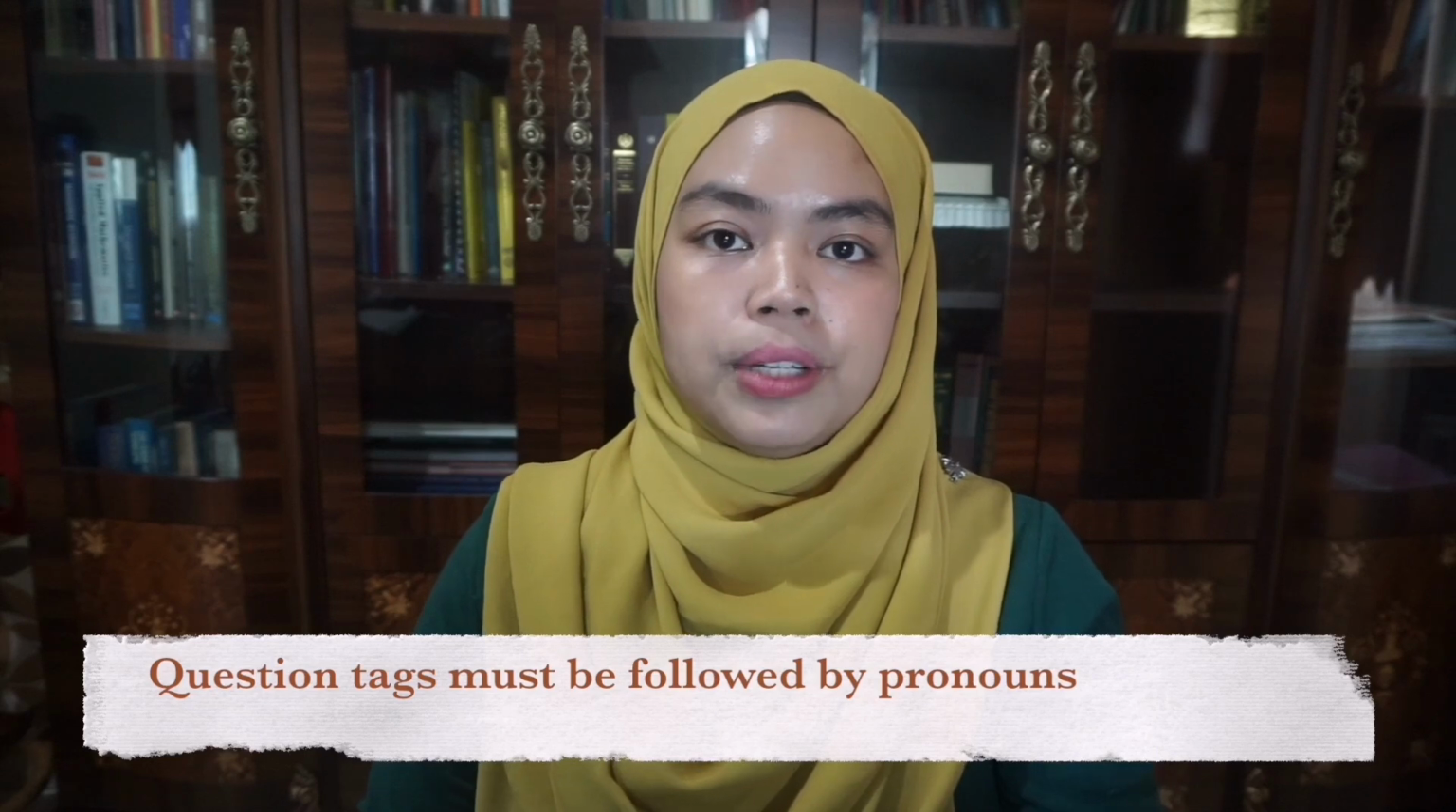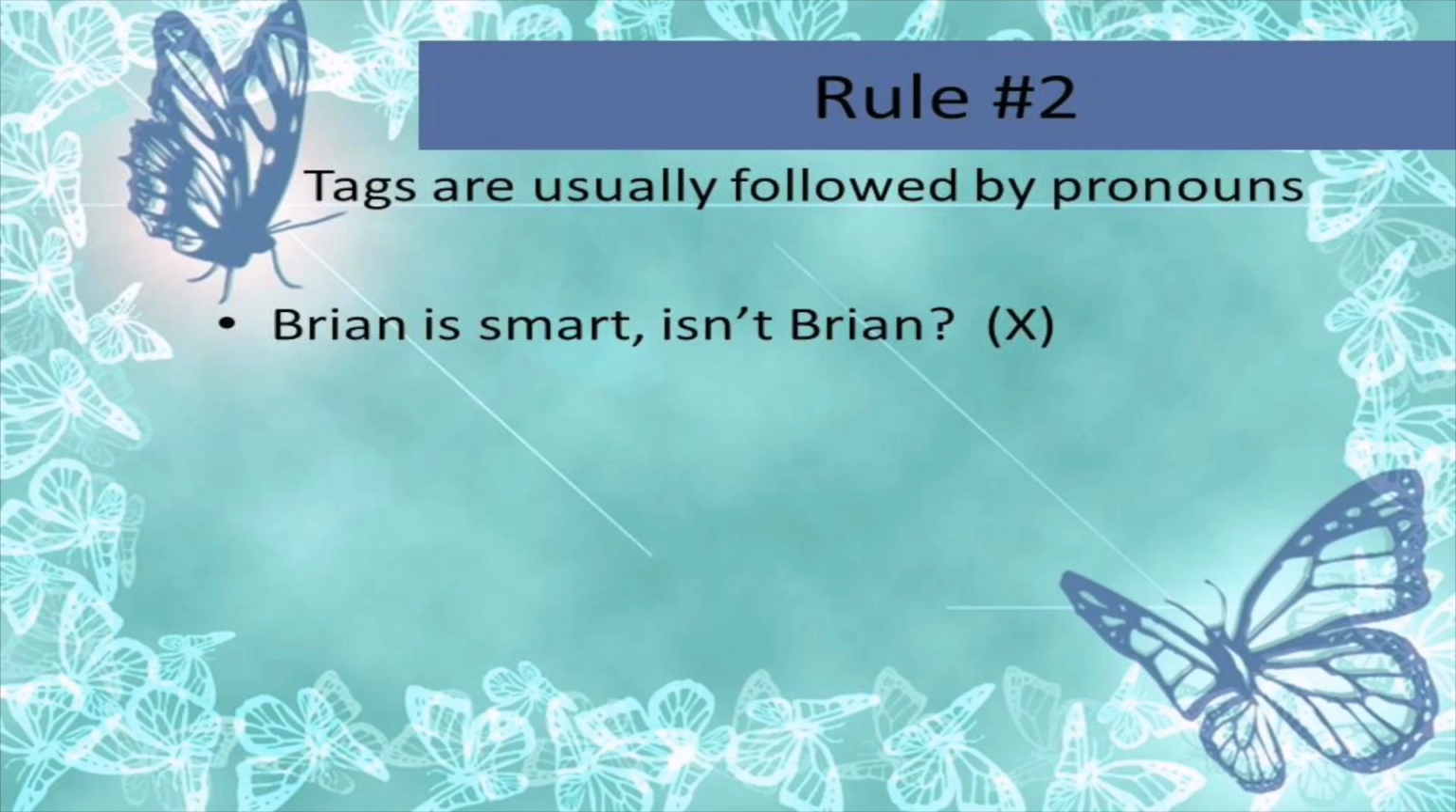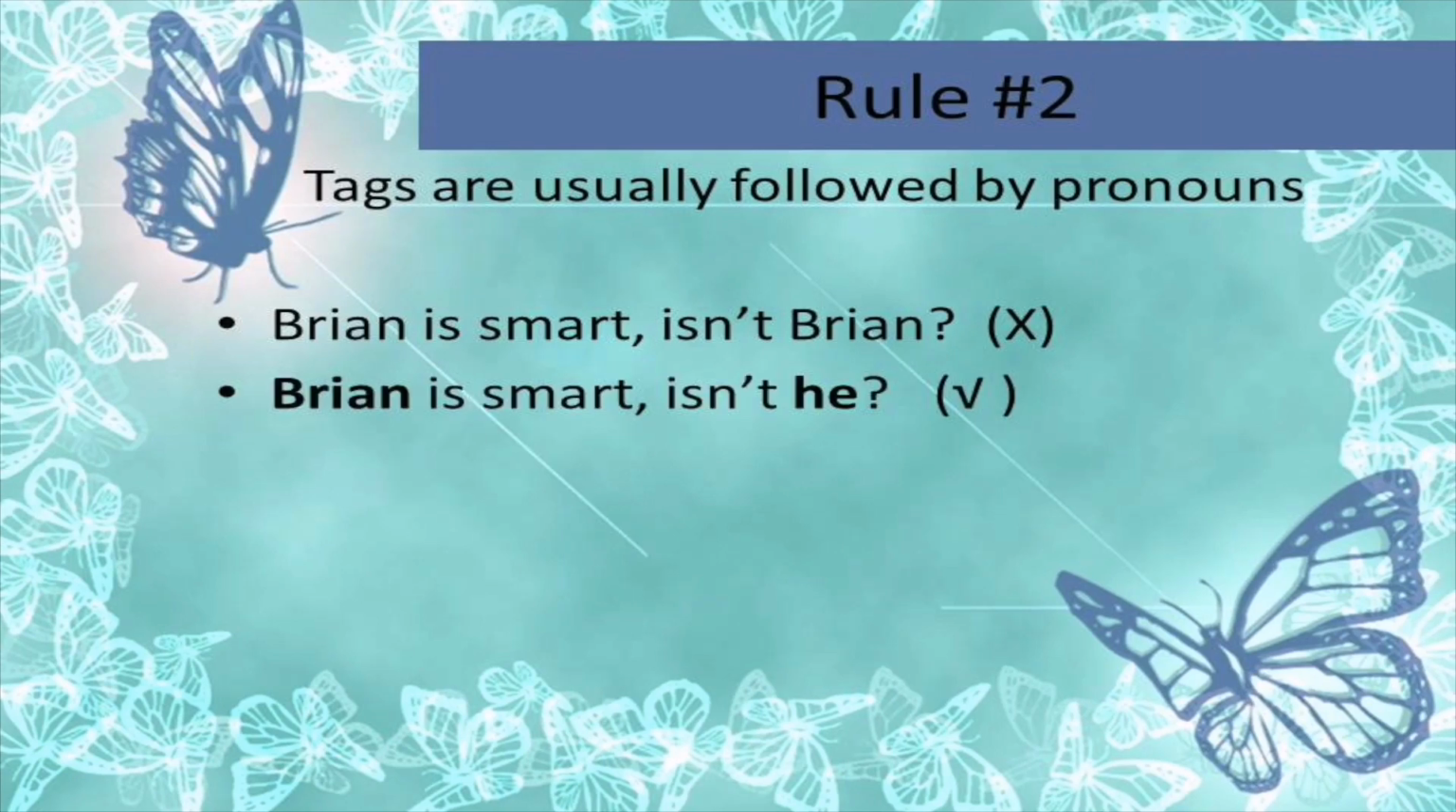Okay, let's look at rule number 2. Tags are usually followed by pronouns. We've learned pronouns before, right? But never mind, let's have a look. Brian is smart, isn't Brian? So this is wrong. We don't use Brian or a noun for the question tag. It's always a pronoun. The correct one is Brian is smart, isn't he? So he refers to Brian. You use he to replace the word Brian.